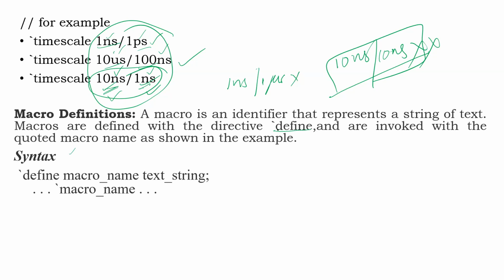Whenever you are going to define macros, you must first write the define directive. Then a space, macro_name, text_string. This is the name of the text file, or string of text. So this is the way you can define the macros. One is time scale, one more is macros.